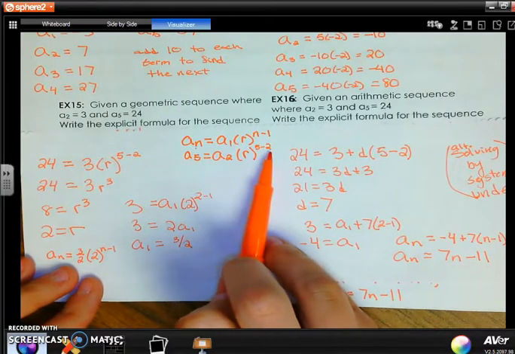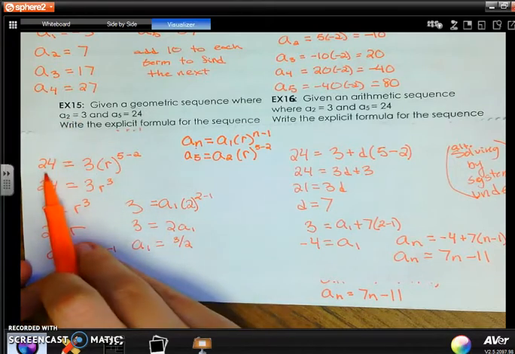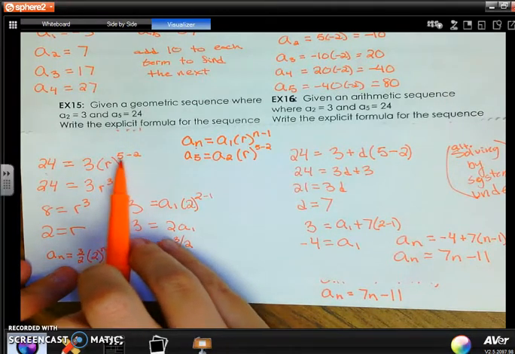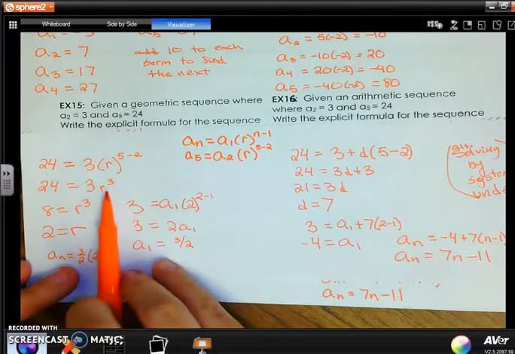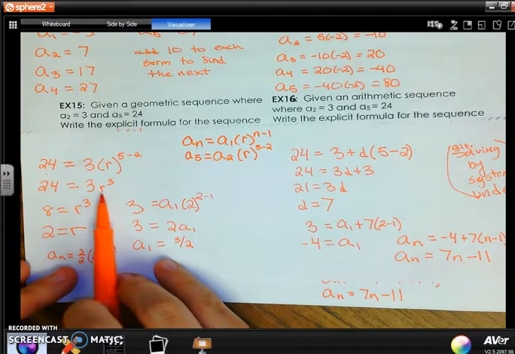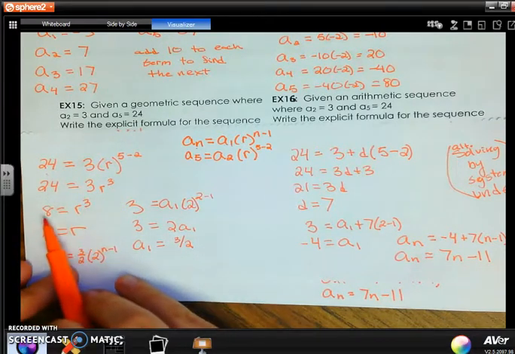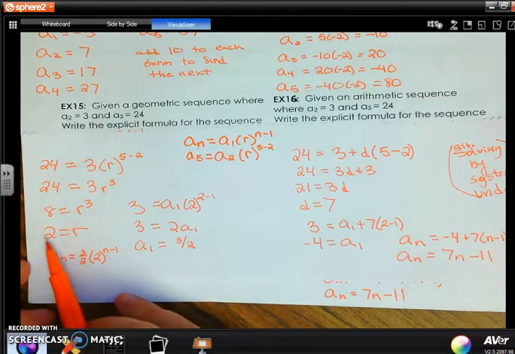Once you plug that in there, okay, so we know that the fifth term is 24, and that the second term is 3. We're trying to figure out the r, okay, because we still don't know that, and we do know that this exponent there could be 5 minus 2, which is 3. So you're like, okay, so that gets me to here. I'm trying to get r by itself, so divide both sides by 3, so I get 8 equals r cubed. Undo cubed, take the cube root, so I get a 2.